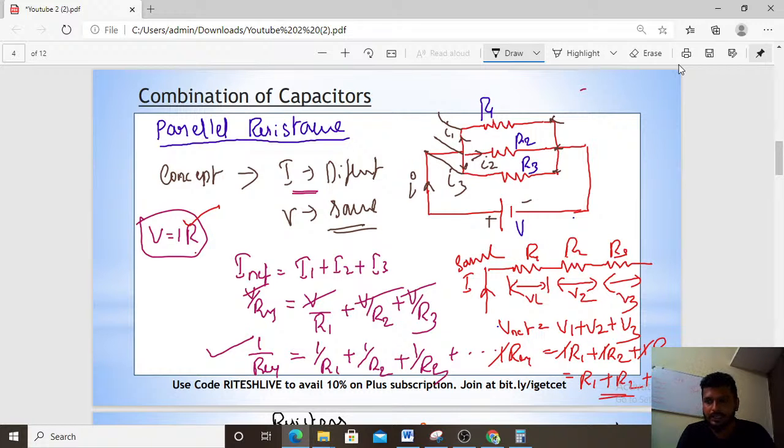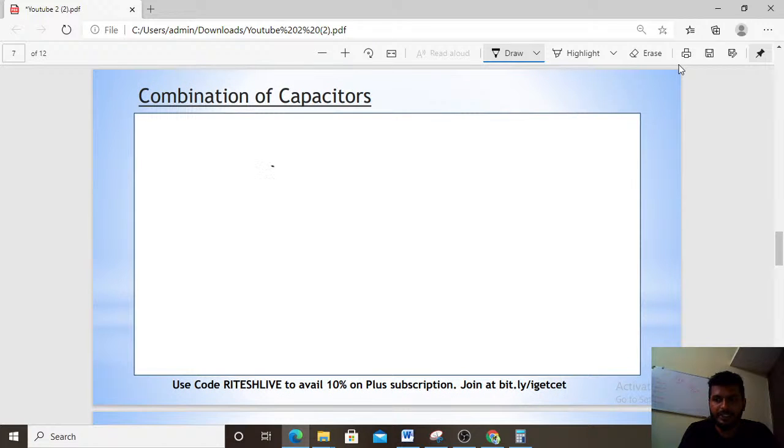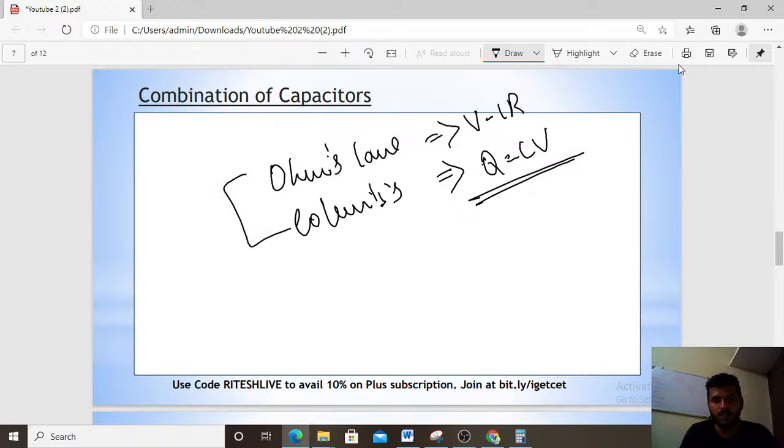If you use these tricks, then you will get the R equivalent for a series, and for capacitors, that thing. So what are the main two equations? Main two scientists, one is Ohm's law and the other one is Coulomb's. Ohm's law states V is equal to I into R and Coulomb's states Q is equal to C into V. So these are the two formulas you need to remember.